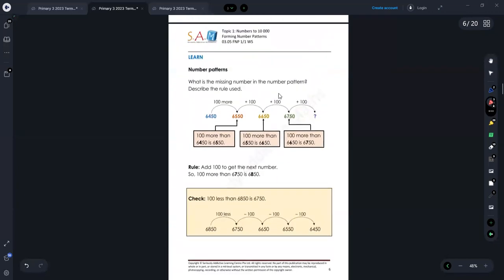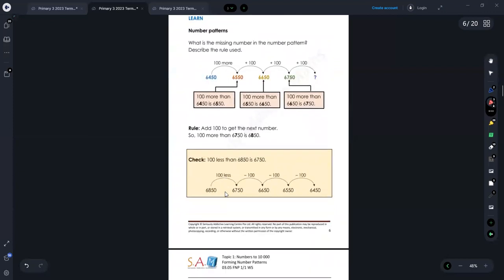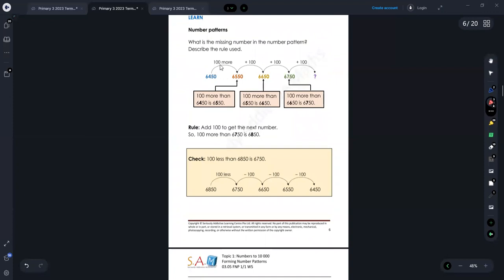Okay, then we move on to number patterns, right? How to do number patterns. Okay, so same thing, they have to draw this line, right? So usually, the question will be in the form of 6,450, and then blank, right? And then 6,750 and then blank. So they have to figure out what the so-called difference is, right? Whether it is 100, whether it's a plus or minus.